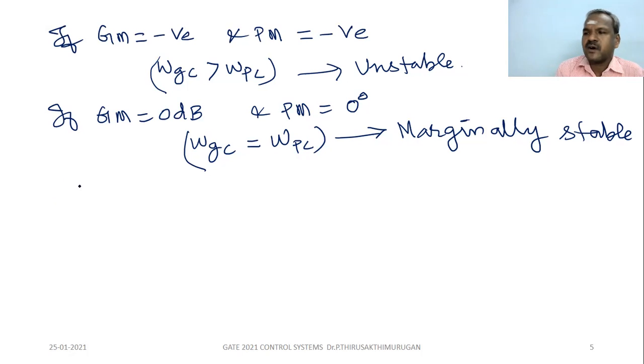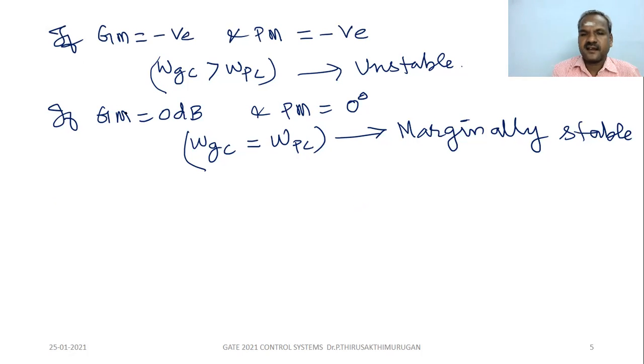So the gain margin and phase margin are used as relative stability measures for open loop stable systems only, right? The only exception is a simple pole at the origin.